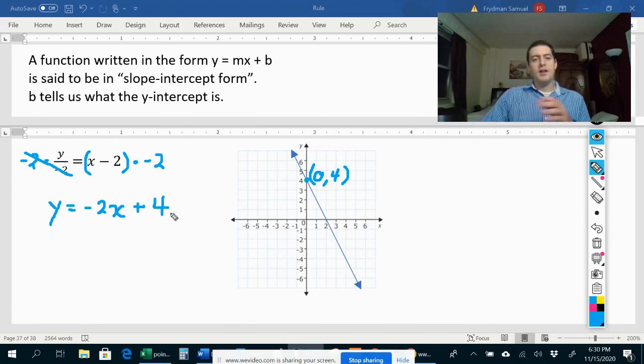So you can see that it works. I wasn't lying. When I do fiddle around with the equation that I'm given, and if I can get it into this slope-intercept form, then the b value, which is the value that does not have x next to it, there's no x in this term here, that term tells me where I would find the y-intercept on the graph. But remember, I would also have to put a 0 in front of it. So the y-intercept is not just 4, it's 0, 4.